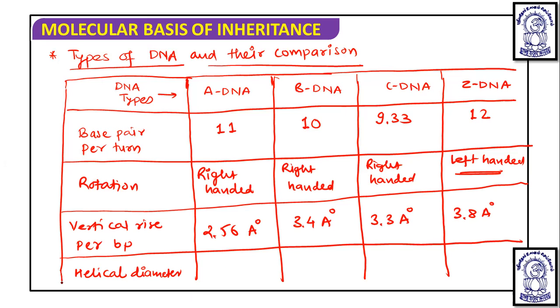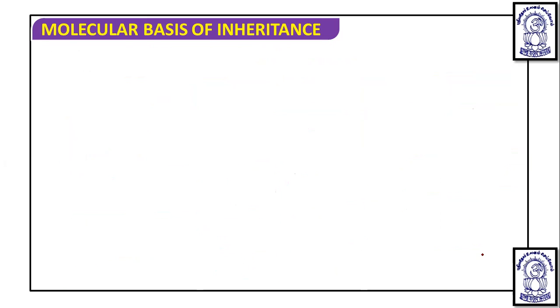And the helical diameter, that is the diameter between two strands, is 23 Angstrom in A-DNA, 20 Angstrom in B-DNA, 19 Angstrom in C-DNA, and 18.4 Angstrom in Z-DNA. So it is the distance between two strands. Now, after this, we are going to talk about properties of DNA.